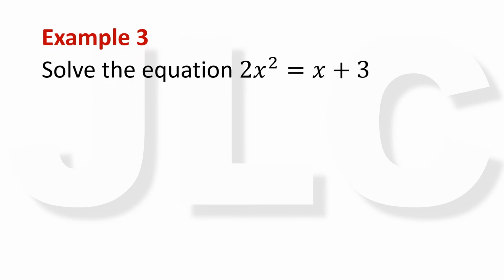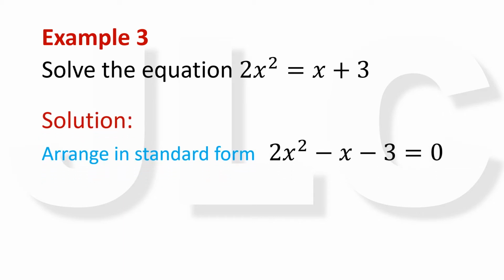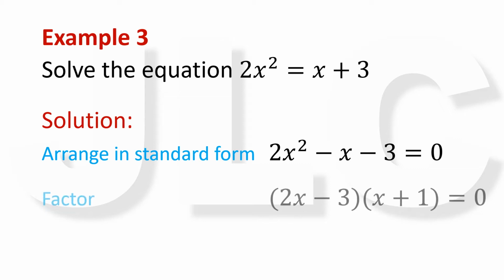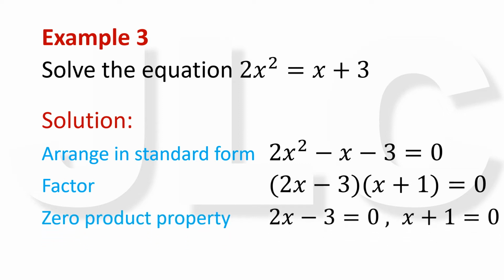Example 3. Solve the equation 2x squared equals x plus 3. We arrange the equation into standard form. 2x squared minus x minus 3 equals 0. This can be factored into 2x minus 3 times x plus 1 equals 0. Using the zero product property, 2x minus 3 equals 0 or x plus 1 equals 0. And so we have x equals 3 over 2 or x equals negative 1.